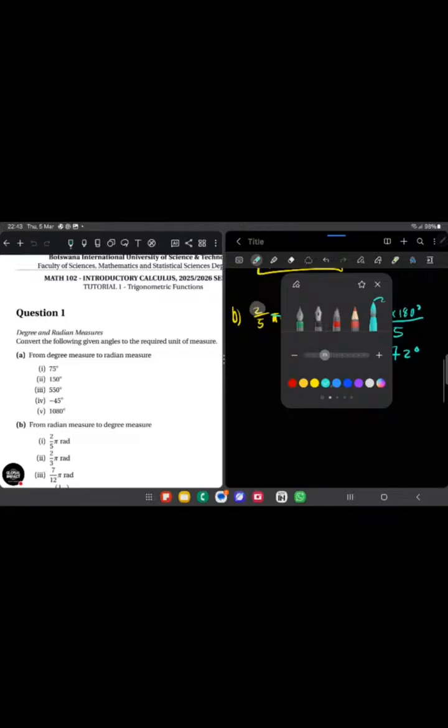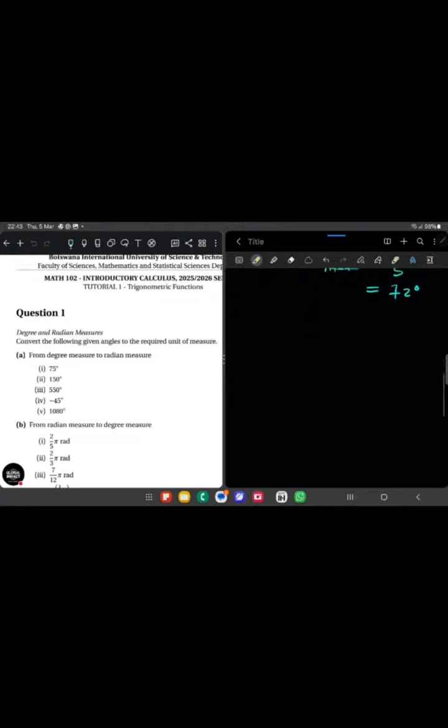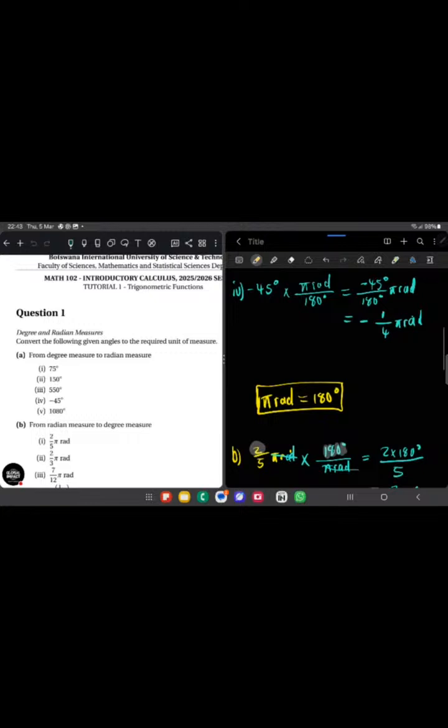Simple fixture. I'll do one more for this one. It's the fraction that matters. If you know this relationship, you're fine. Pi rad is 180 degrees. You make it a fraction, you just convert.